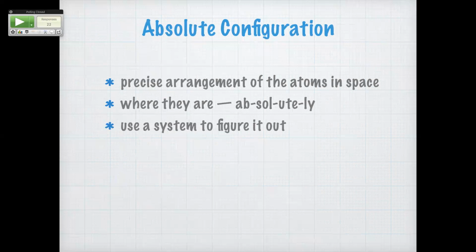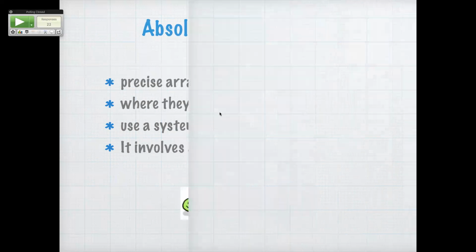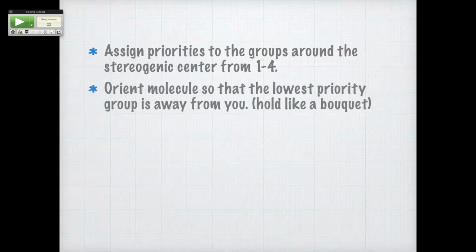Okay, there is a system to use to figure this out, and we're going to go through the system today. It involves assigning priority to the different groups and looking at where they are in space. So you really have to get in the spatial mode. The groups are going to be assigned priorities around the stereogenic center from 1 to 4. You orient the molecule so that the lowest priority group is away from you. So you would hold it like this. 1 is highest priority, 4 is lowest. That's important. So I'm going to hold group number 4, and then I'm going to look at the other 3. Where are they positioned? I'm going to go 1, 2, 3, or 1, 2, 3.